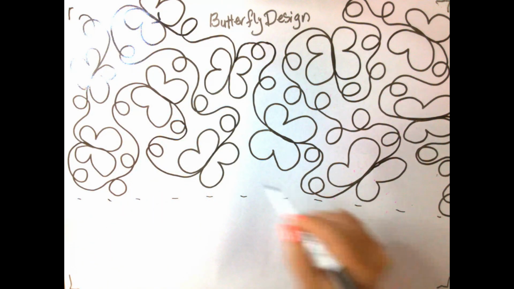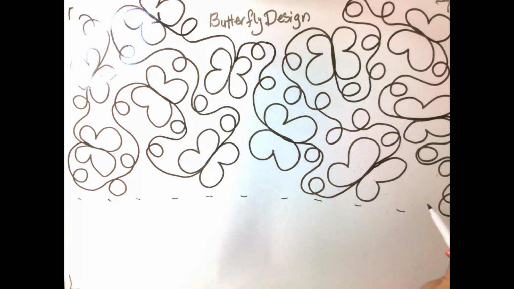And for this one, since I stopped clear over here, I would advance my quilt but leave my needle in. And let me get on camera here. So I would just have left my needle in on this side, and I've advanced my quilt and I'm ready to do this next row. So we will continue with more butterflies.